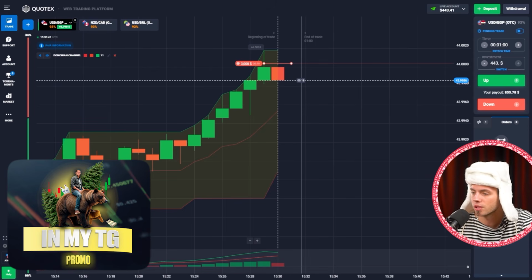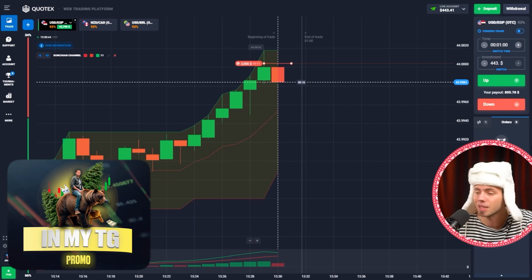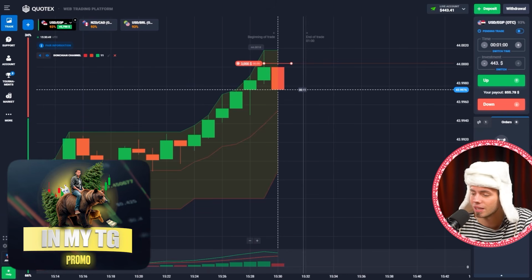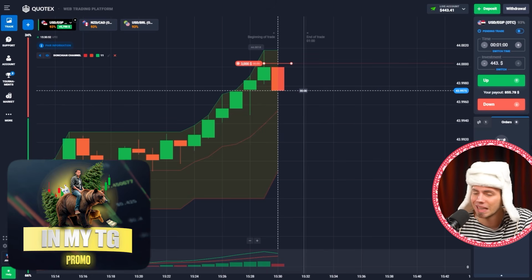And the overbought zone, of course, overbought zone. So we need to wait a bit, just wait a bit, and be patient. Patience is very important in the trading profession. Okay, let's just wait.